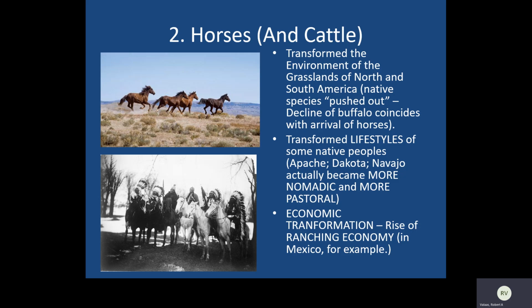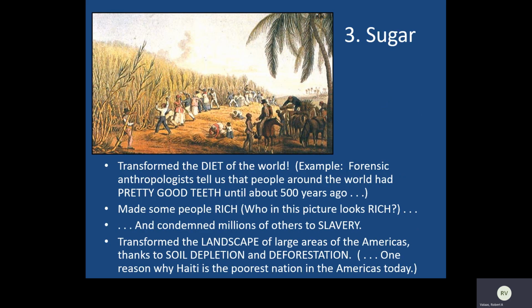So ranching becomes a big part of the economy in the Americas following colonization. Our third species you want to remember from the Columbian Exchange is sugar, both because of its environmental impact and its economic impact, and I guess I should add too its sociological impact too, which was huge.